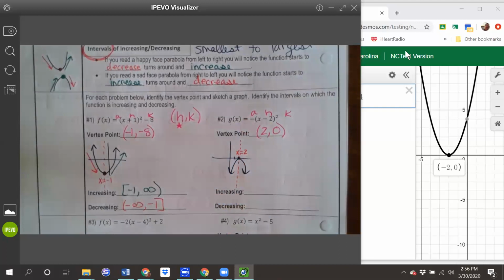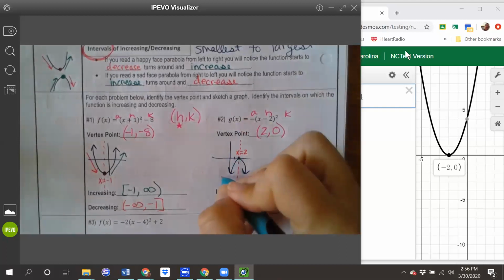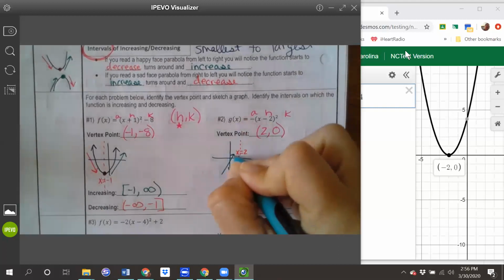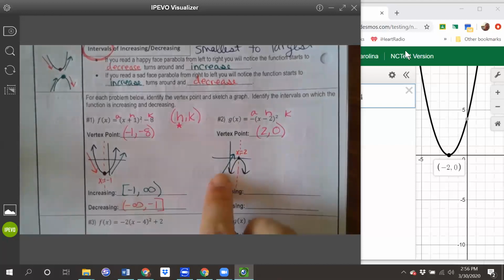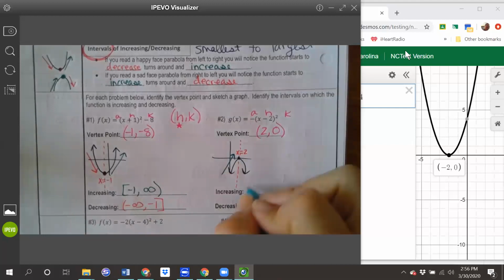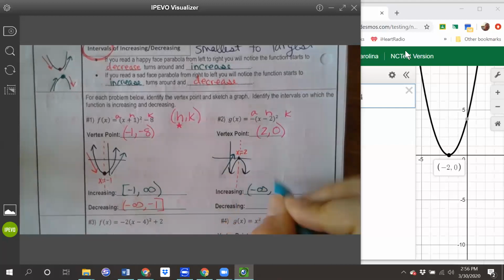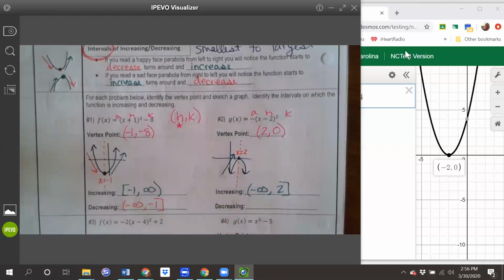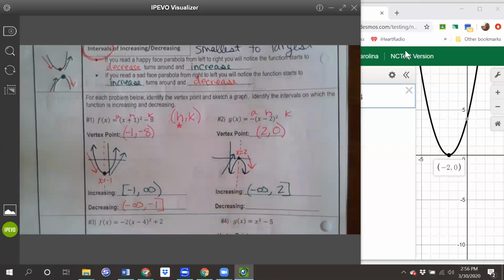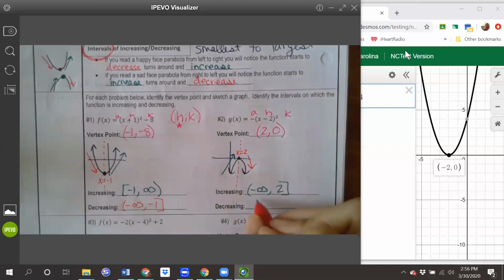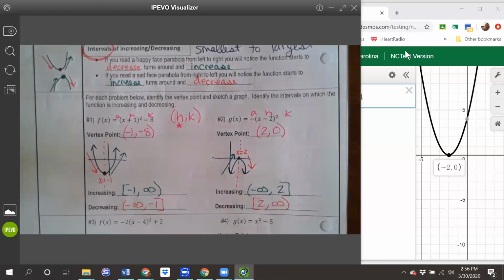So here it goes. I'm starting on the left side of the graph, and my graph is increasing. It's going all the way up to the vertex. So starting at the left, I'm increasing. So starting at negative infinity and making it all the way to an x value of 2, that's the vertex. And then once I get to the vertex, that becomes a decreasing function. So starting at x is 2, I'm going to go all the way to the right, which is positive infinity.